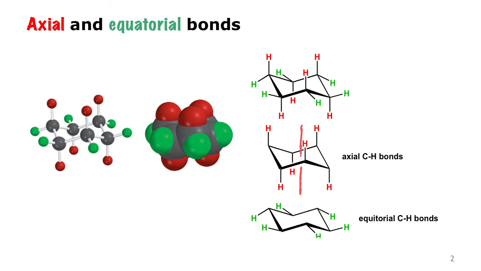These other bonds, illustrated here with the hydrogens in green, extend outward from nominally what we would think of as the plane of the ring, even though the ring isn't planar. And these are known as equatorial bonds because they seem to extend outward from the equator of the structure.